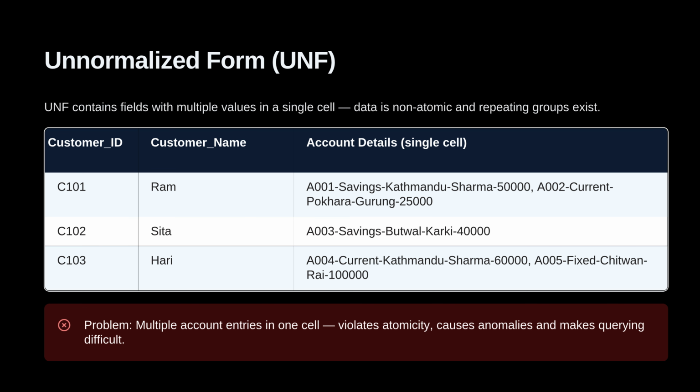Now let's look at UNF, or unnormalized form. Here, we can see that multiple account details are stored inside a single cell. For example, one customer can have two accounts, and both account details are written in the same cell. The problem is that one cell should ideally contain one value, so this data is not atomic, and it becomes difficult to search or update.